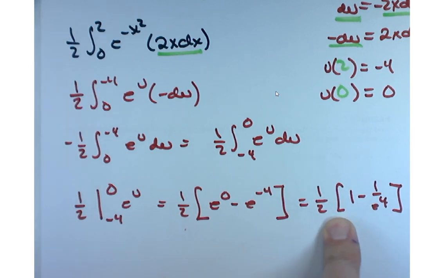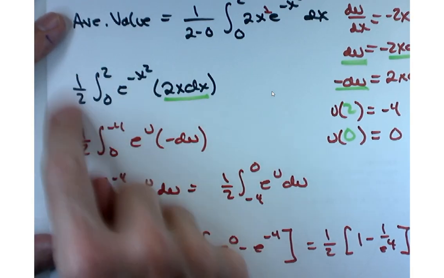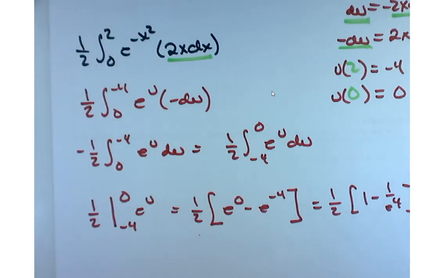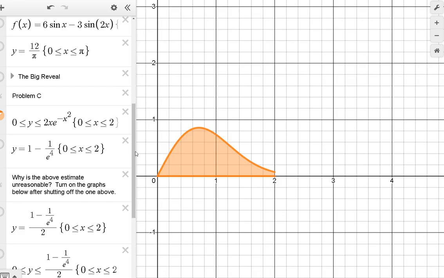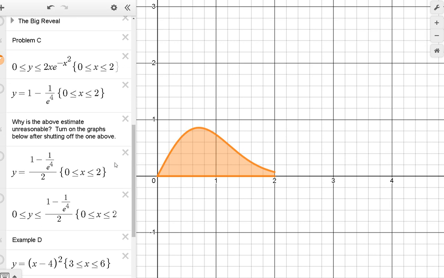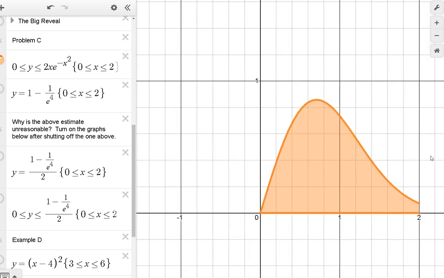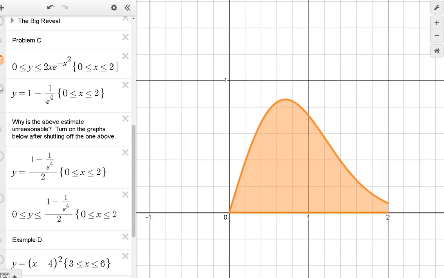Now, for whatever reason, it's very easy for people to forget that they need this constant out in front to get the average. It's just an easy thing to forget. Let's take a look at what happens if you forgot that. So you get your average value, but you forgot that constant out in front. Let's take a look at what the average value would look like.